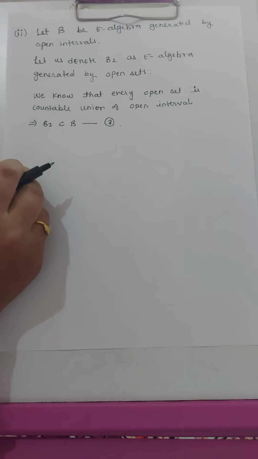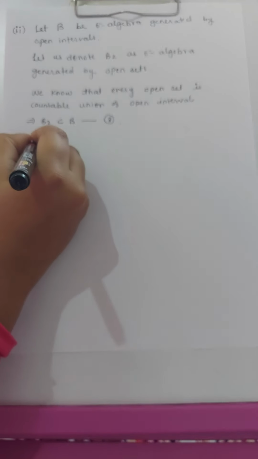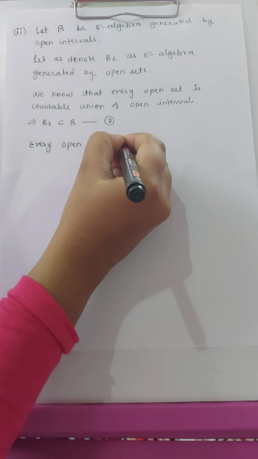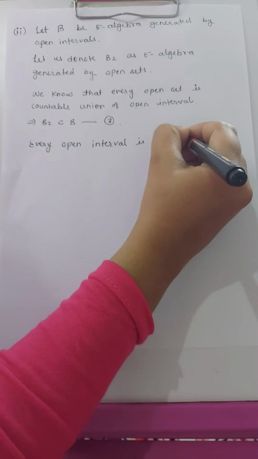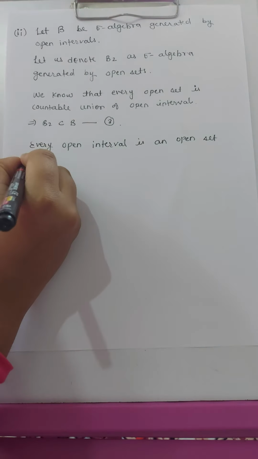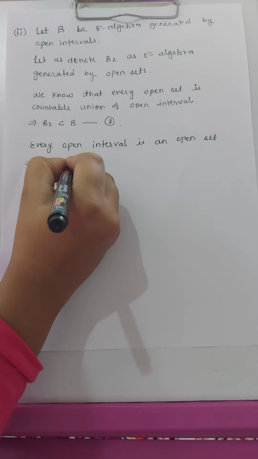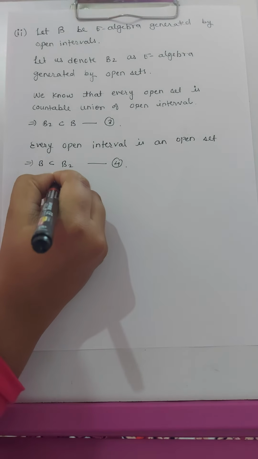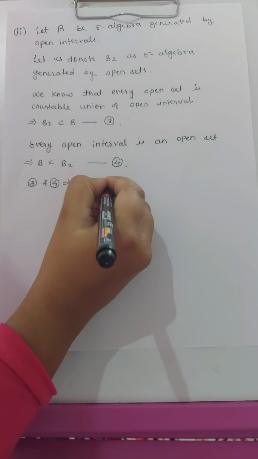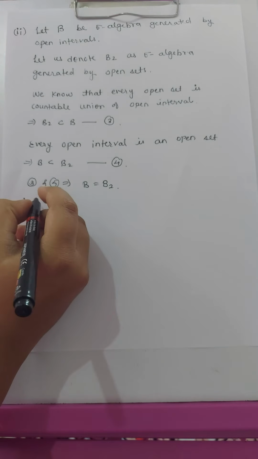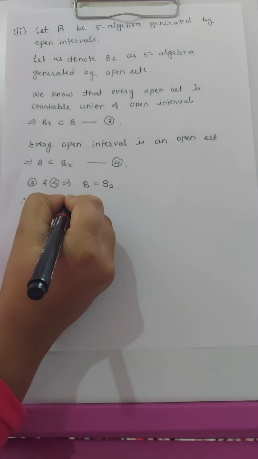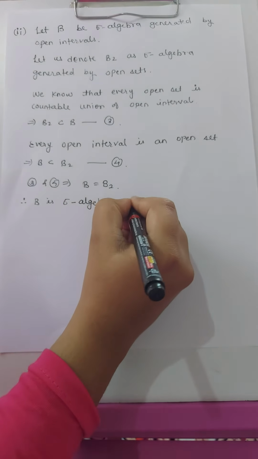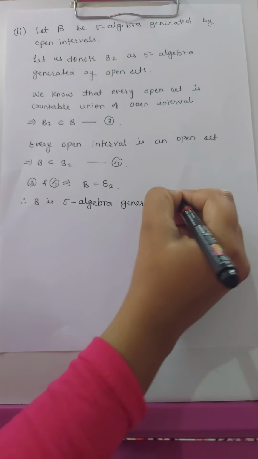Now also every open interval is an open set. So this implies that B is a subset of B2. Let it be number 4. So from 3rd and 4th it implies that B is equal to B2. That is, therefore B is a sigma algebra generated by open sets.